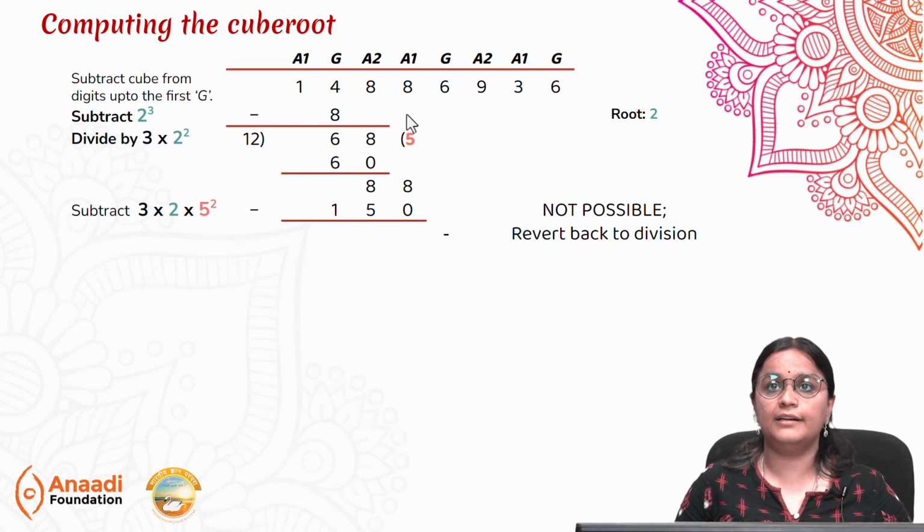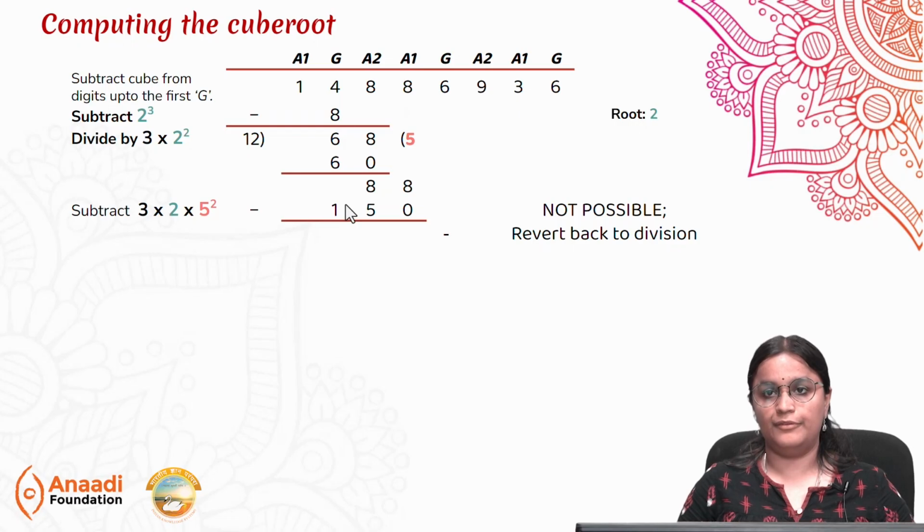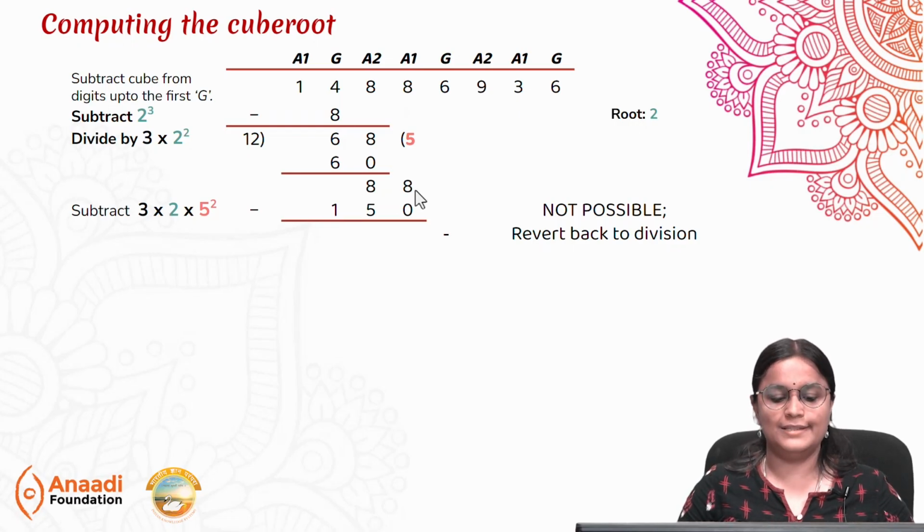Next, we bring 8 again down from the A1 place, giving us 88. Now, as per our rule, we must subtract thrice into 2 times the previous quotient squared, right. So, 3 into 2 into 5 square, which is 150. However, you will notice that it is impossible to subtract 150 from 88, and therefore, we must revert back to division.